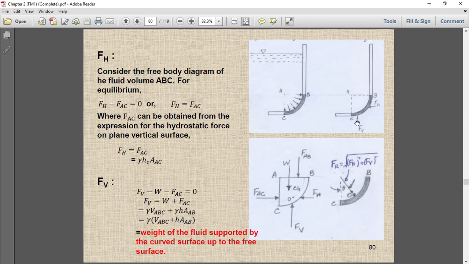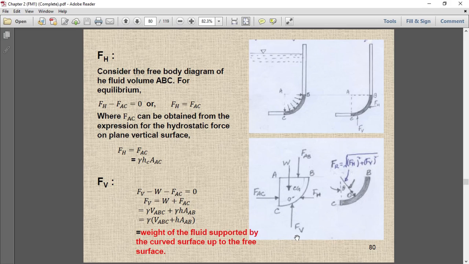So how do we solve the problem of the curved surface? We make the fluid block like this, ABC. We take the projections in horizontal and vertical direction. Wherever the point is meeting, that is basically the center of the curved surface, and we consider this is a horizontal plane and this is the vertical plane. So take a free body diagram.